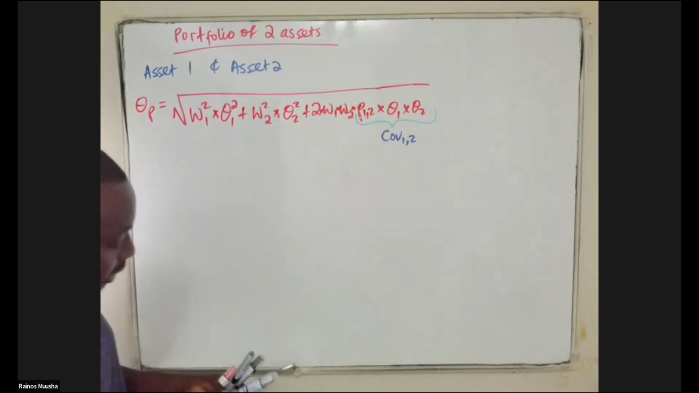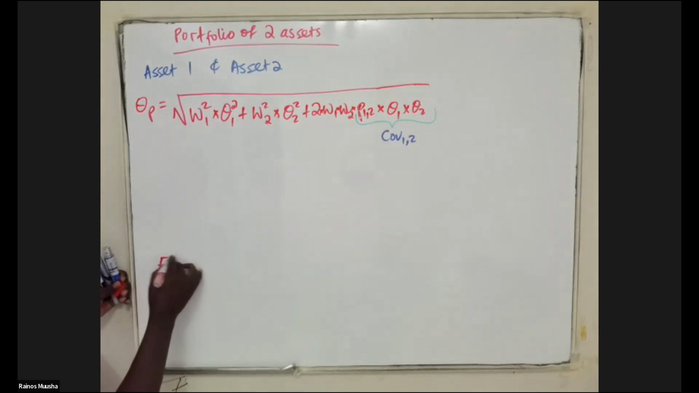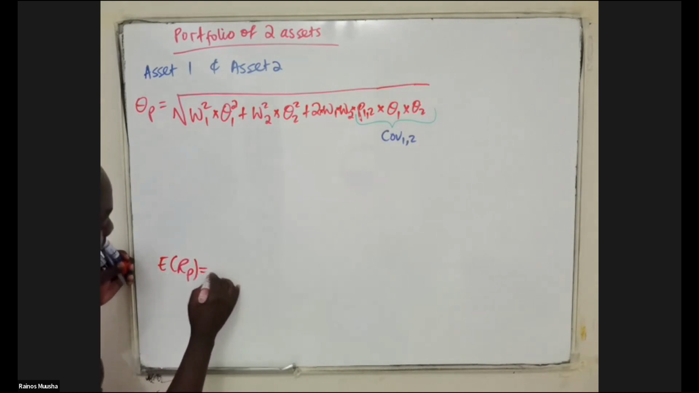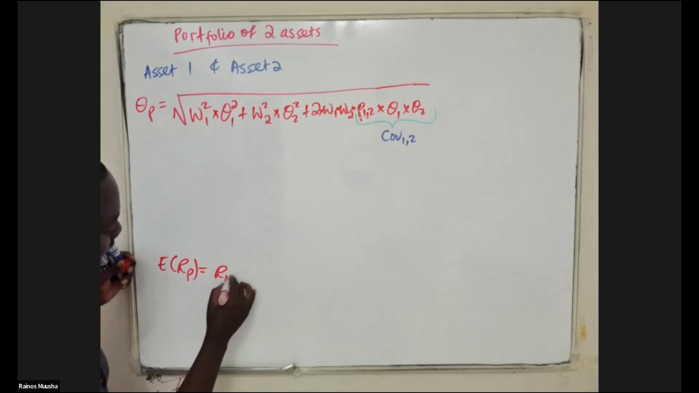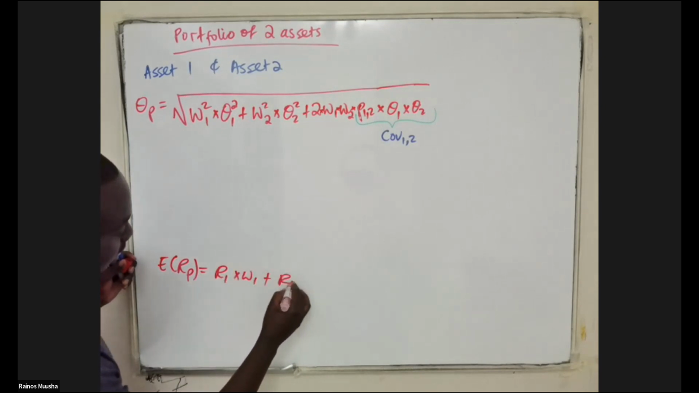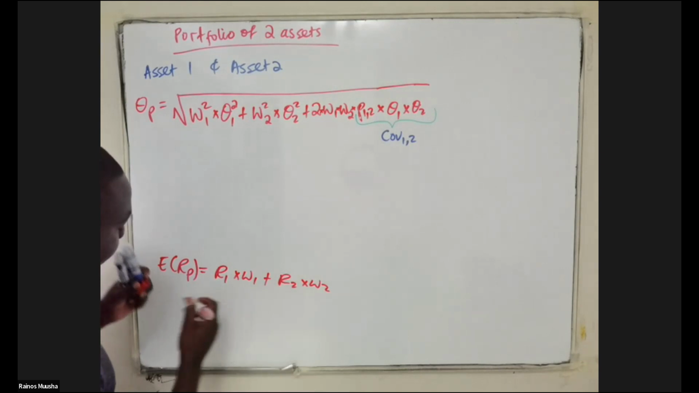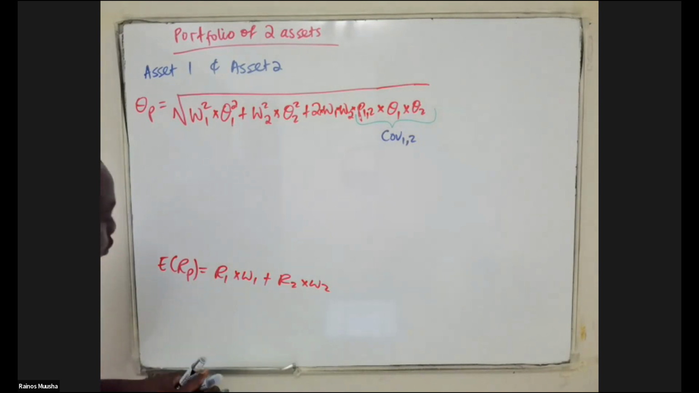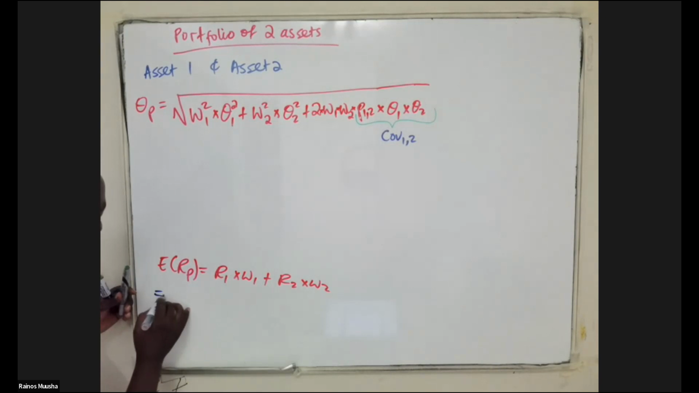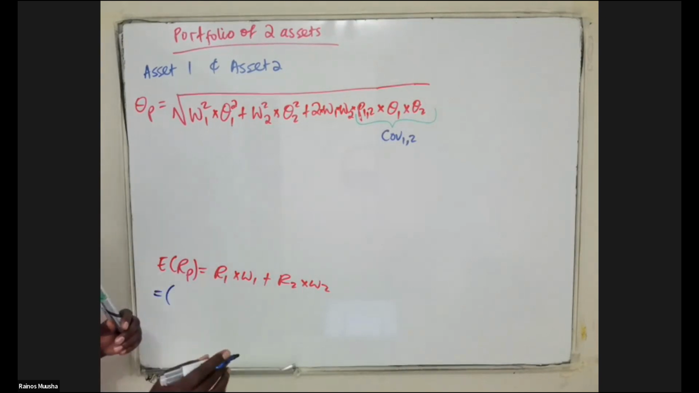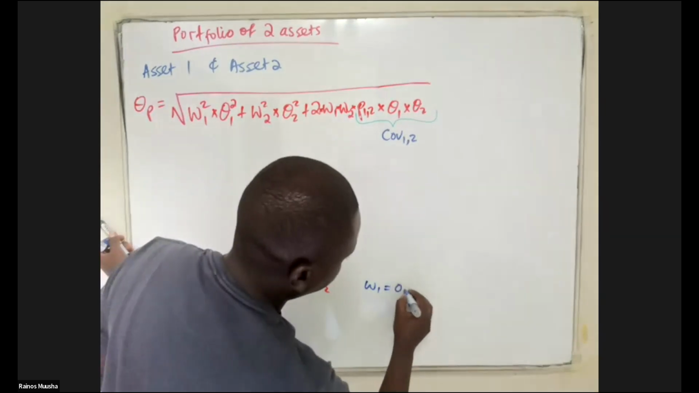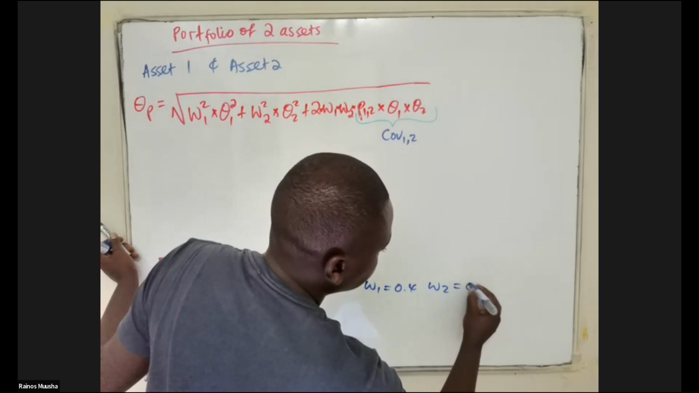So given this information, if we are to calculate the expected return, remember we say the expected return of the portfolio is given as the return of asset 1 times the weight of asset 1 plus the return of asset 2 times the weight of asset 2. So this means that the expected return of this portfolio is going to be equal to, given that the weight of asset 1 is 0.4 and the weight of asset 2 is 0.6.